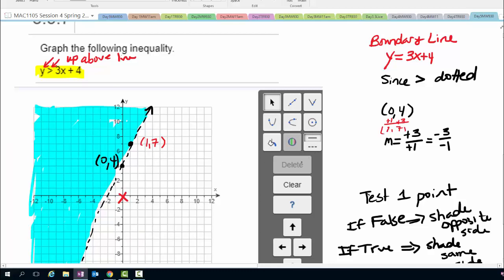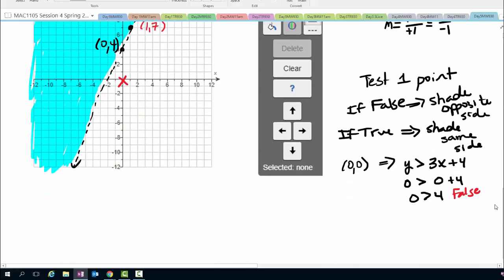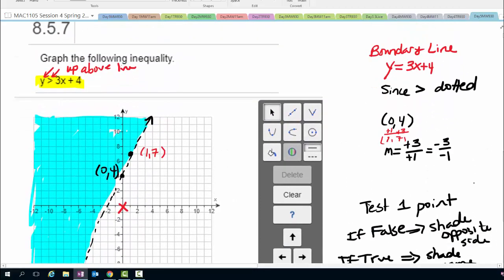If it had said y is less than 3x plus 4, I would have shaded where? Below the line, right? Which is to the right, yeah. Okay, in this case. Not always, but in this case. All right, so that's how you graph the solution set of a linear inequality.